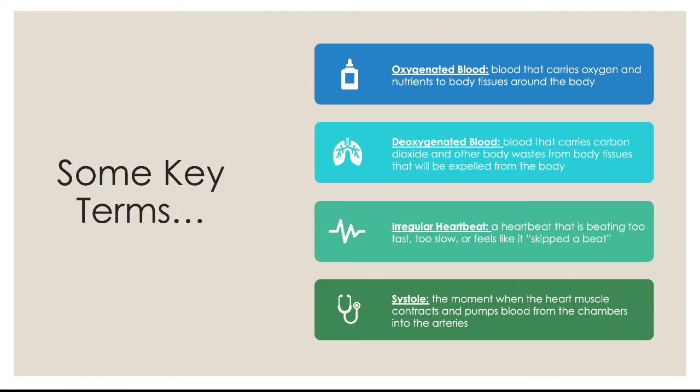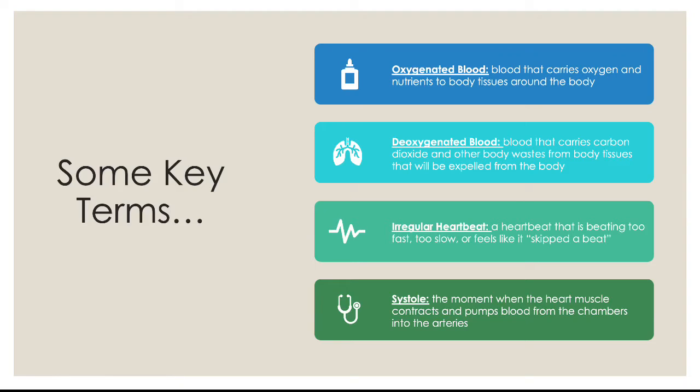Moving on, we have some additional terms. The first one we're going to go over is oxygenated blood, which is blood that carries oxygen and nutrients to body tissues around the body. The next term is deoxygenated blood, which is blood that carries carbon dioxide and other body waste from body tissues that will be expelled from the body.